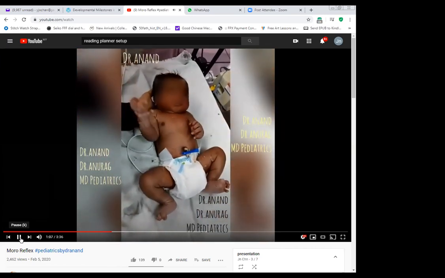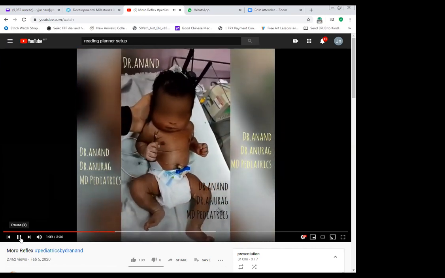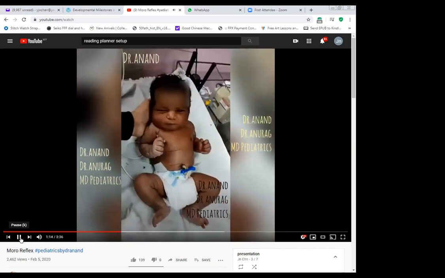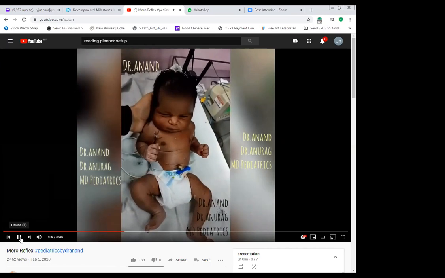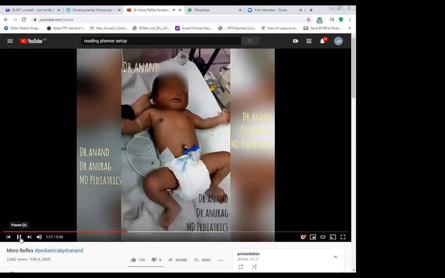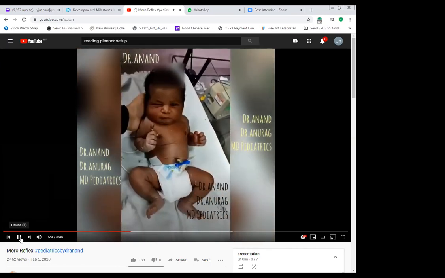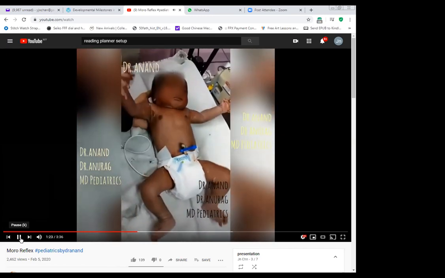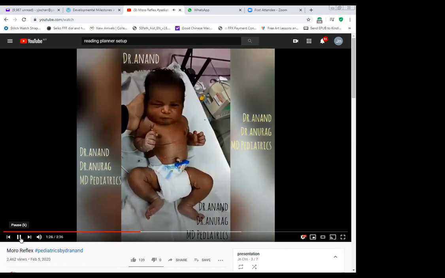I'll repeat again. The Moro reflex has number one, symmetric abduction and extension of the upper limbs, then opening of the hands, then this followed by flexion and adduction, and the baby cries. These are the components of Moro. PG entrance question number 2: what is the onset of the Moro, when does the Moro fully develop, and when does Moro disappear?